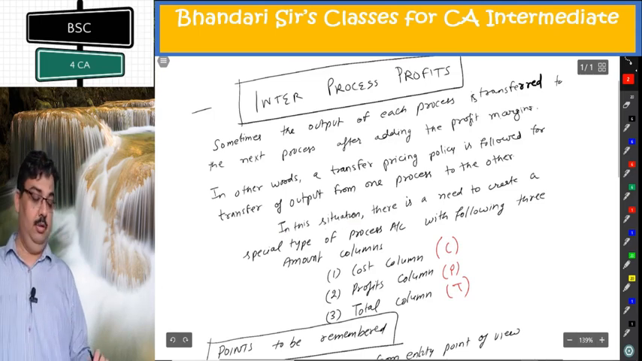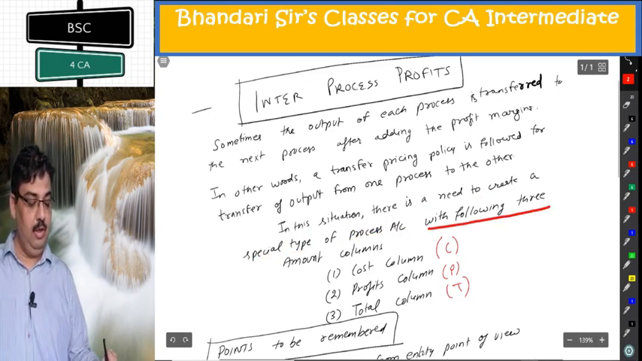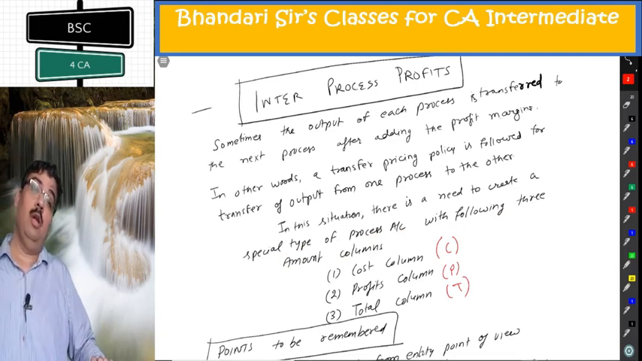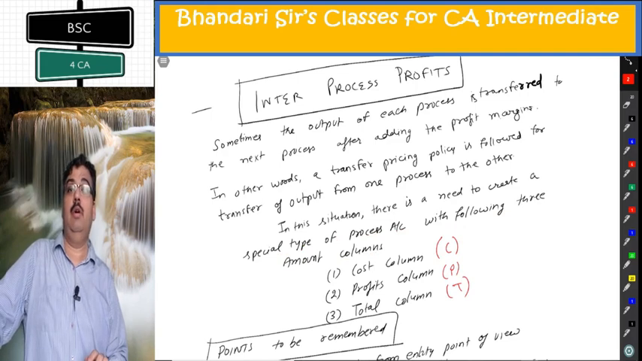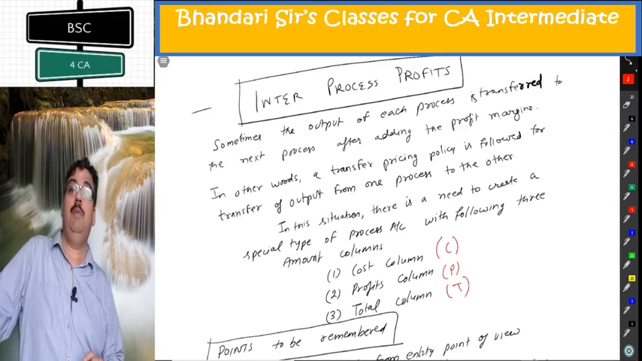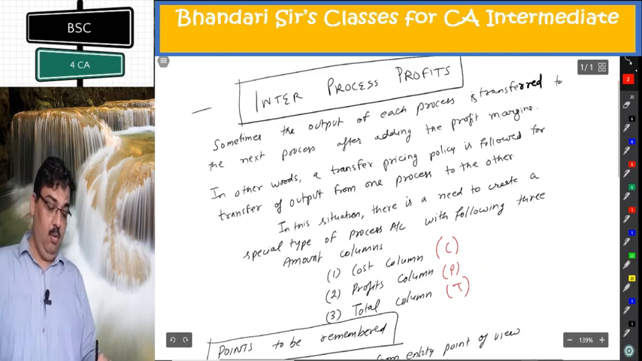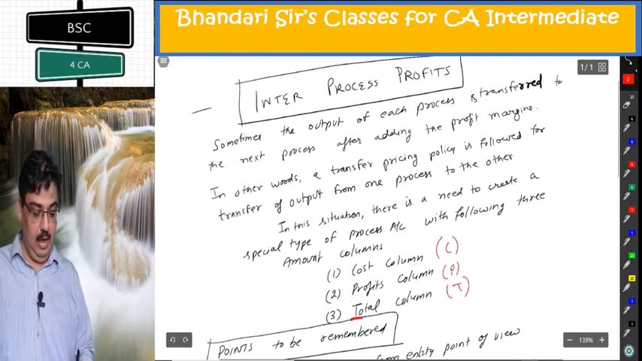In this situation, there is a need to create a special type of process account with the following three amount columns. The three amount columns in the older syllabus were very easy to remember, because they were CPT. Your earlier course, earlier than the foundation course, was known as CPT. Here it is the same, CPT. What is C? Cost column, P profit column, and T total column.